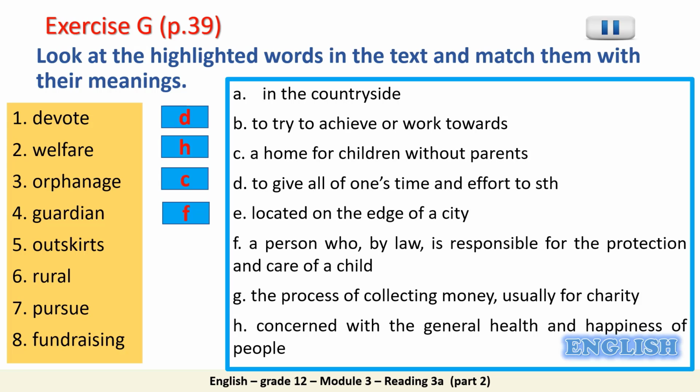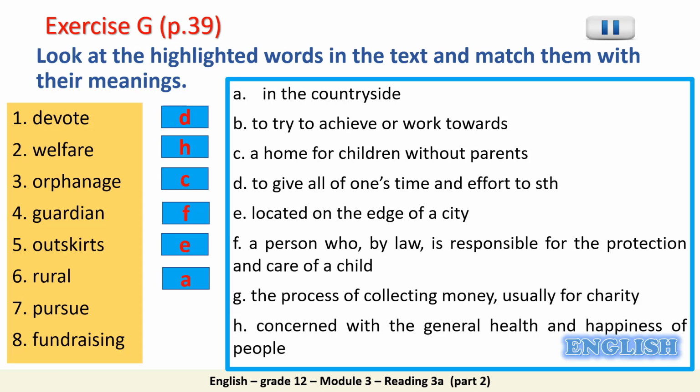Number 5. Outskirts. Salman Singh was born in 1990 and raised on the outskirts of London. Here we are talking about a location. So it is E. Excellent. Located on the edge of a city. Number 6. Rural. In 2012, Salman Singh went to rural Bangladesh. He didn't go to the city, but he went to the countryside. Very good. So rural means A, in the countryside.